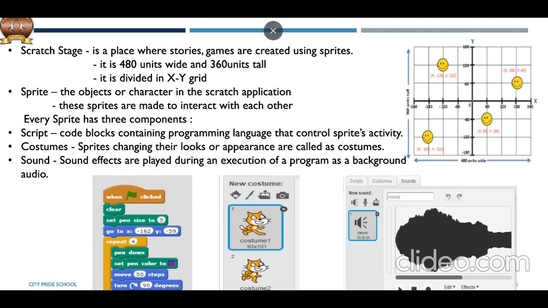The first is the script. I have shown an example of a script, that is the logic or the programming. Next is the costume of the sprite. Whatever sprite you have selected from the library, it will have a few costumes, or you can prepare your own costumes. The third component is sound. So you can even put in sounds. See, scripts, costumes, sounds.